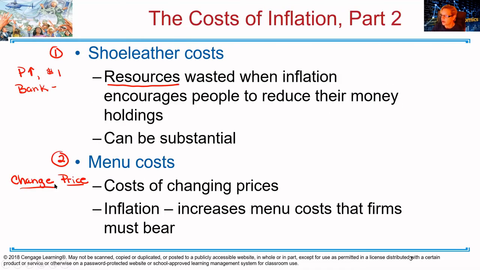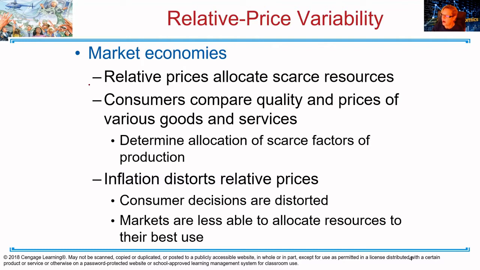Okay, the third cost is what we call a distortion of relative prices. Okay, all right, now what does this mean? Because when we talk about the three functions of money, a store of value, a medium of exchange, and a yardstick for measurement, basically what happens is as prices change because of monetary values changing, then we're not really sure how to allocate the scarce resources.